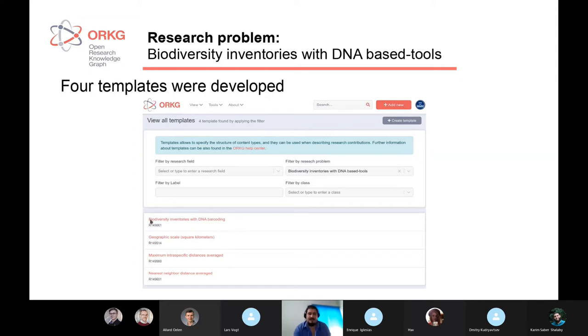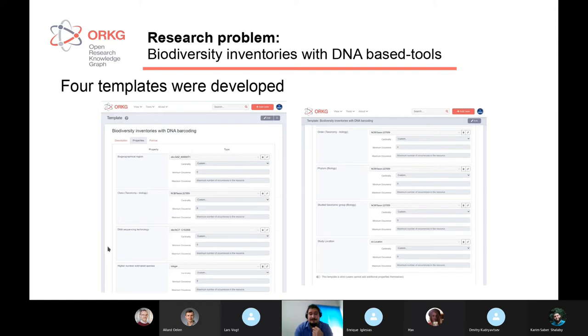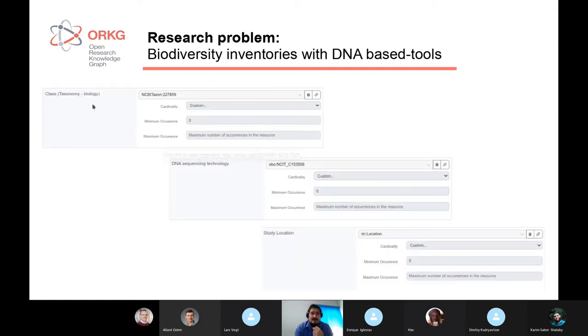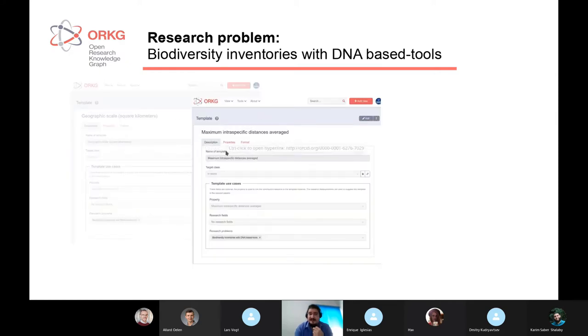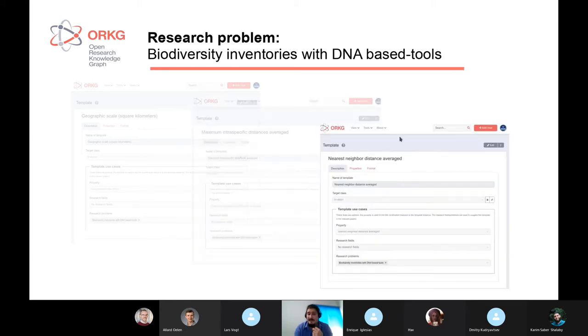One template describes the quality properties of the manuscript. The second talks about the geographic scale of the study. The third and fourth talk about the genetic distance inside the species and between the species. For the templates, I used ontologies for defining the properties. In this case, for example, biological taxonomy, DNA sequencing technology, location. I used a geographic scale template, a genetic distance inside the species, and genetic distance between the species.